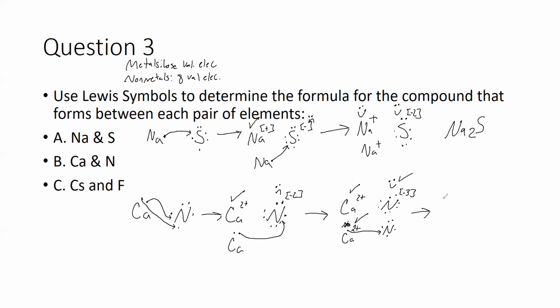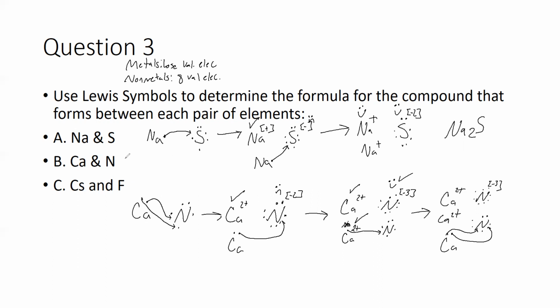However, so I have calcium 2 plus, calcium 2 plus, nitrogen full octet, minus 3. And then this nitrogen currently has only 6, so it needs 2 more. Well, how convenient that calcium has 2 electrons. Give 1 here, give 1 here. Now everyone is satisfied, right? Every metal ion has lost all valence electrons. Every non-metal ion has a full octet.